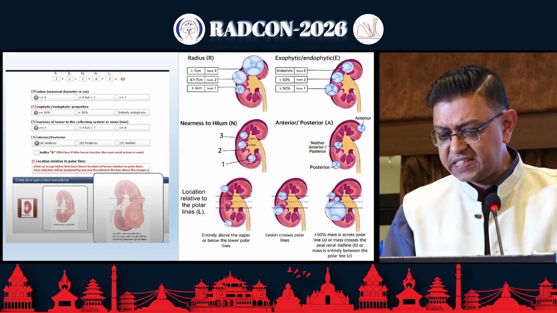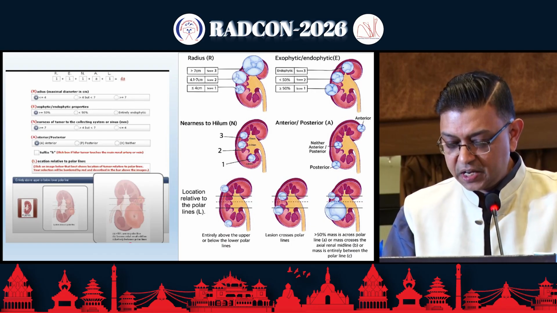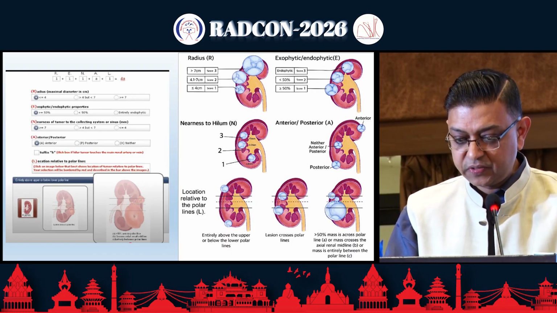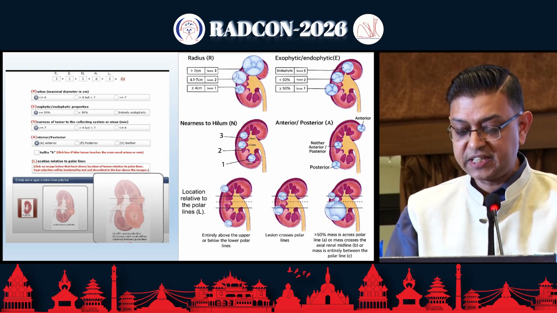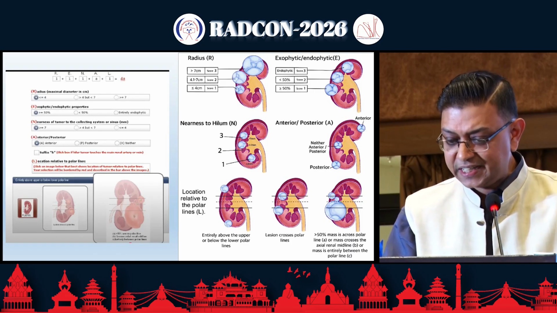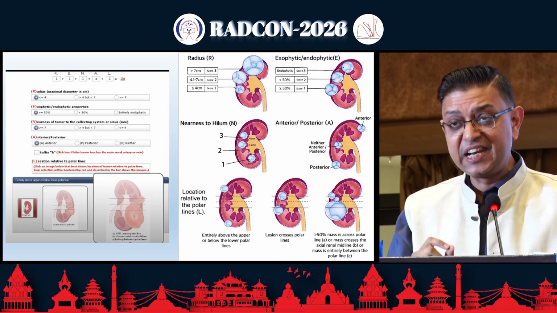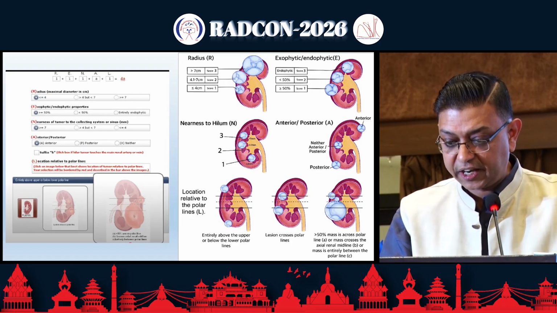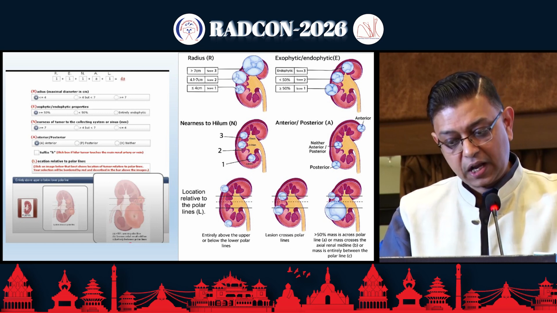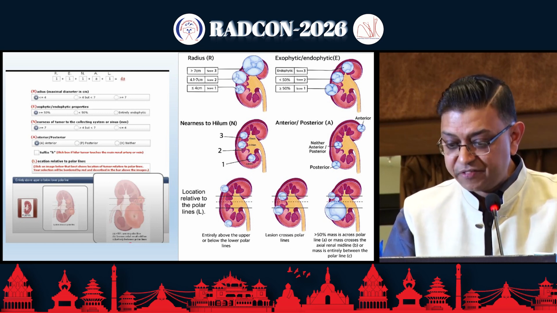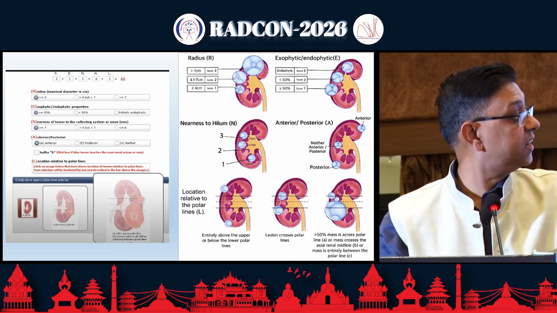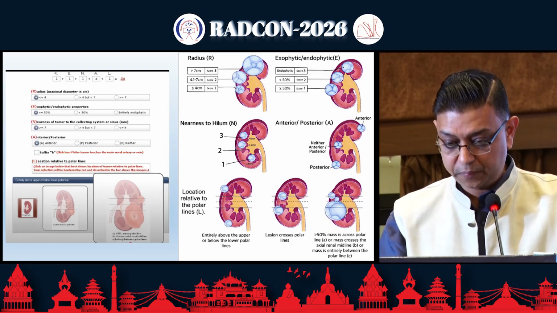Radius, pretty easy. You just have to give the size, right? Whether it's more than 7 centimeters, between 4 to 7 centimeters, or less than 4 centimeters, and then you give a score of 1, 2, 3. Then you have to specify whether the lesion is exophytic or endophytic, and then you have a score. How much is it exophytic? Less than 50% or more than 50%, and then you accordingly give a score.